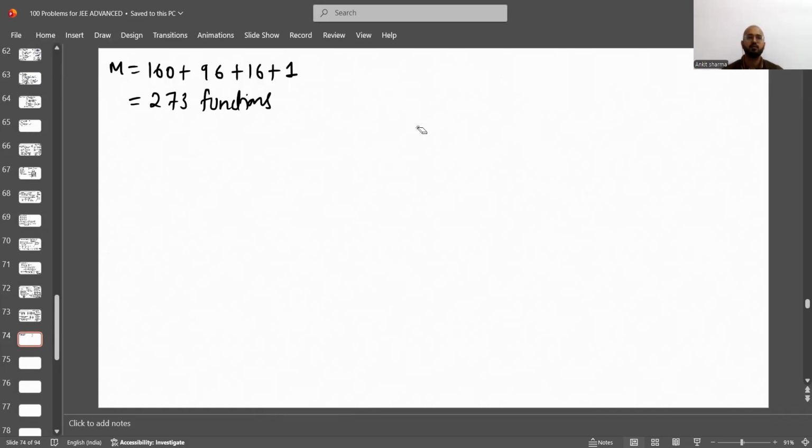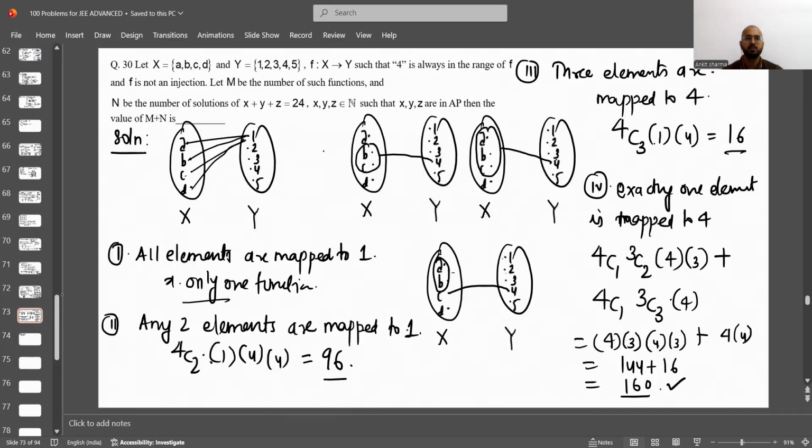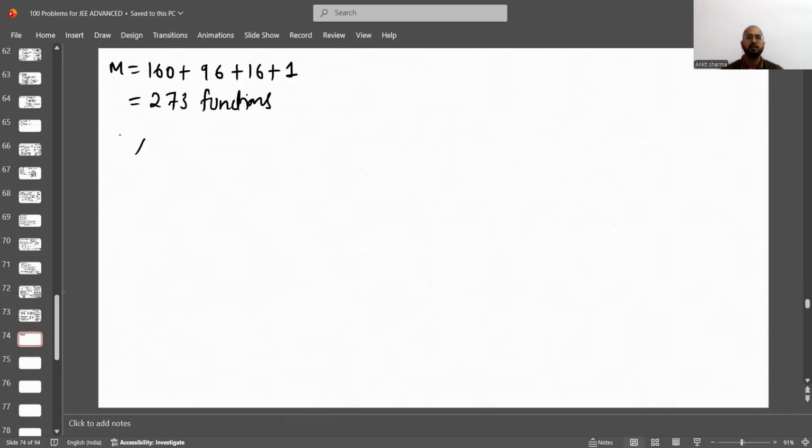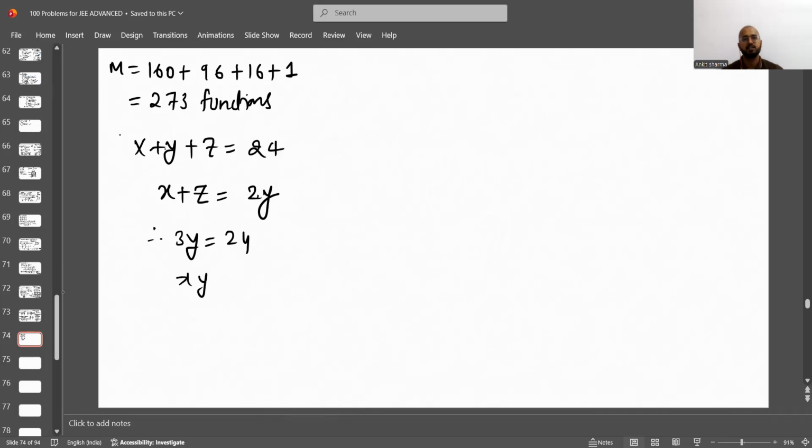And now we need to go for finding n. So n is basically asking us to find the number of solutions for x plus y plus z, so that x, y, z are in AP. So we have x plus y plus z is equal to 24, and they are in AP. So if they are in AP, that means x plus z is nothing but 2y. So I can plug in here. So this is going to give me 3y is equal to 24, which means y is 8. So the moment I take y is equal to 8, I can plug in here, which gives me x plus z is equal to 24 minus 8, which is 16.